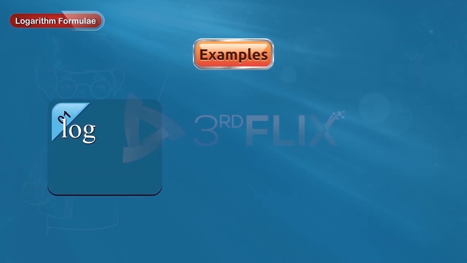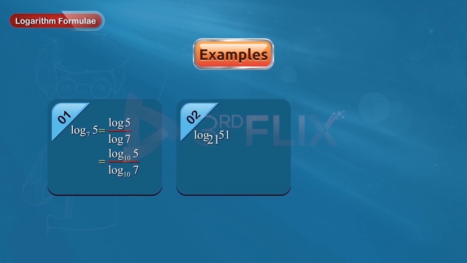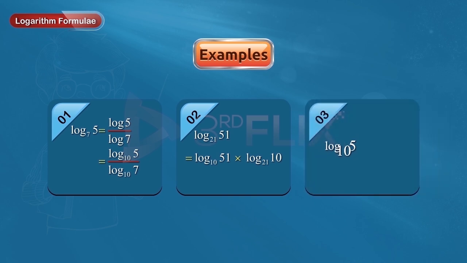Examples. Log 5 base 7 equals log 5 by log 7 equals log 5 base 10 by log 7 base 10. Log 51 base 21 equals log 51 base 10 into log 10 base 21. Log 5 base 10 equals 1 by log 10 base 5.